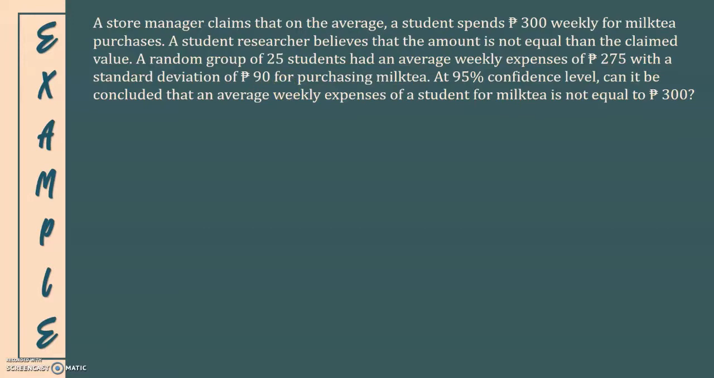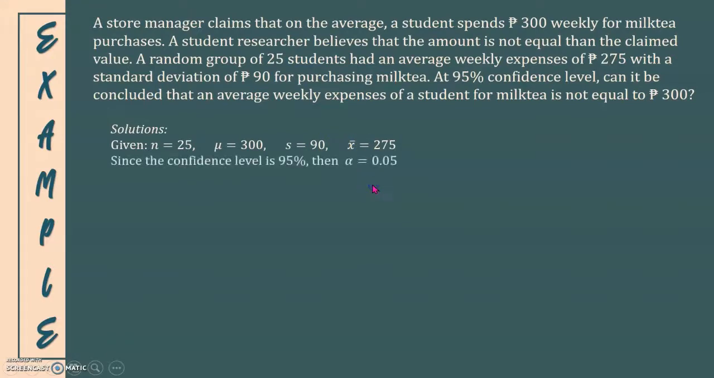So let's identify what is given in this problem. We know that the sample size is n equals 25. The claimed value for the population mean is 300. Our sample standard deviation is 90 and our sample mean is 275. And since our confidence level is 95%, then we know that our alpha is equal to 0.05.